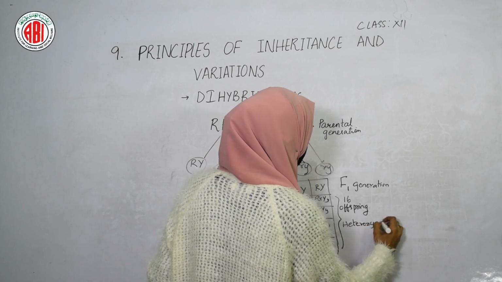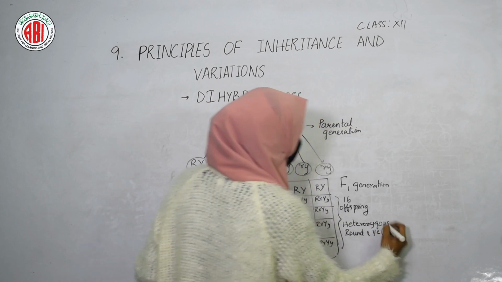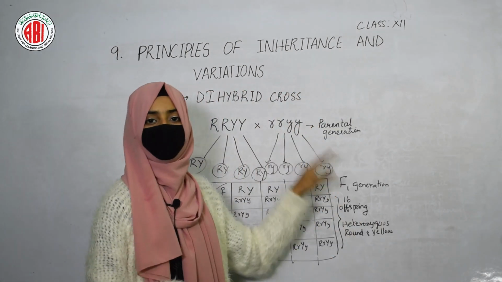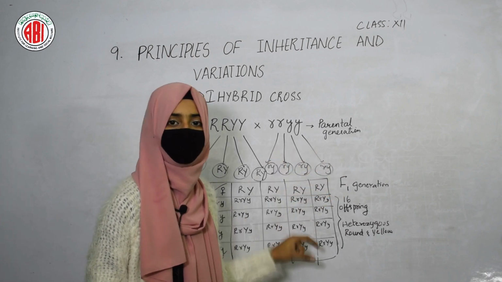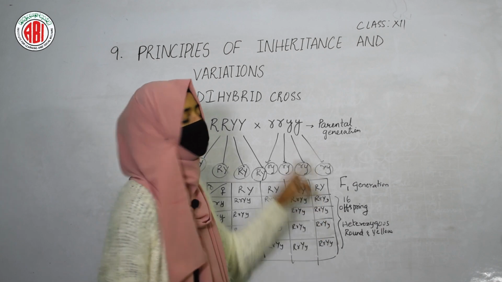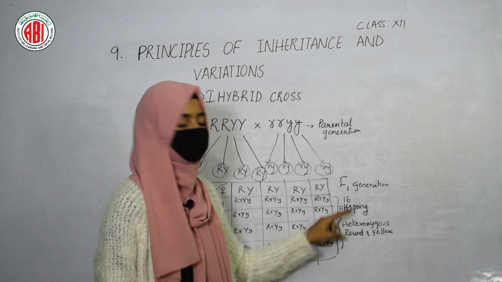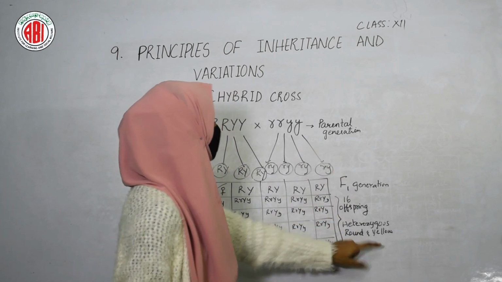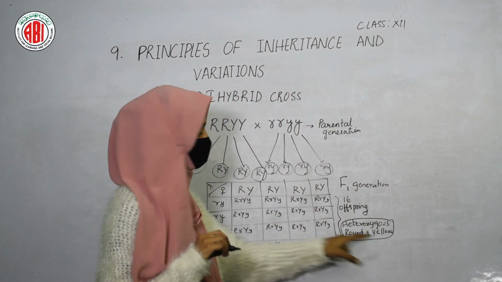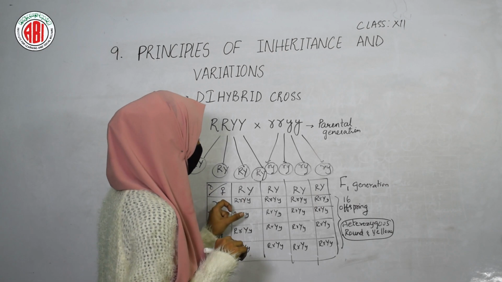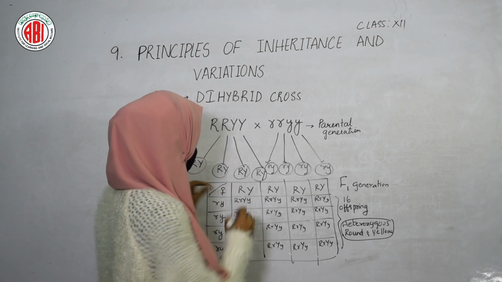heterozygous, round and yellow. That means they are expressing only the dominant character. We have already discussed that the offspring of the F1 generation will always express the dominant character. So, here in this F1 generation also, the 16 offspring that are produced are heterozygous, round and yellow. They show different alleles in their gene. That is why we are calling them heterozygous, and they are expressing the dominant character.